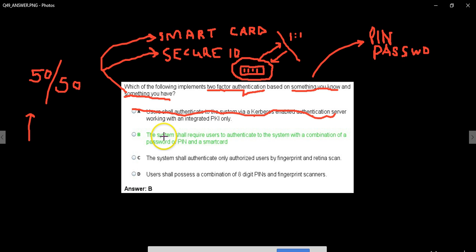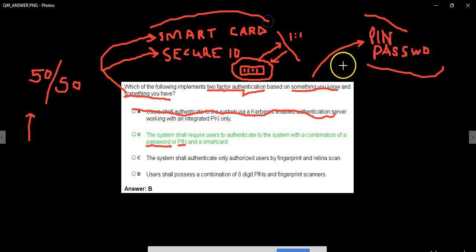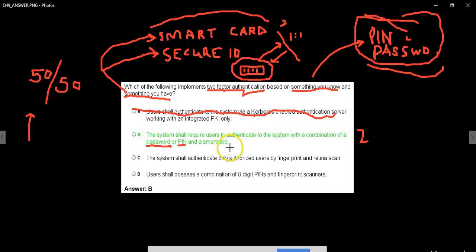All right, let's look at this one. The system shall require users to authenticate with a combination of a password, so that's something you know, and a PIN, something you know, and a smart card. A naive approach would say, well, that's 1, 2, 3. And if you did that, you got this one wrong, because this is one. Password and PIN are both something you know, so it's bucketed into this right here. And the smart card is something you have. So really, this is two-factor authentication right here.